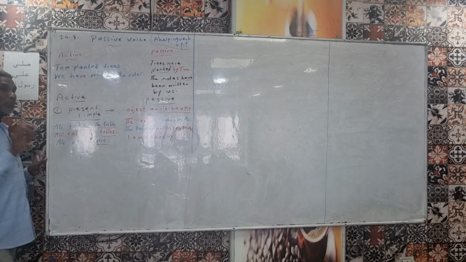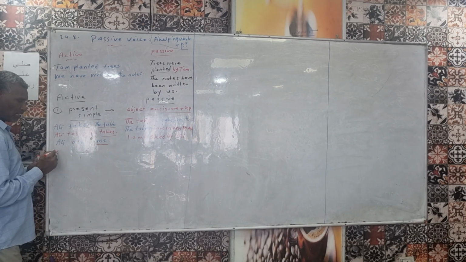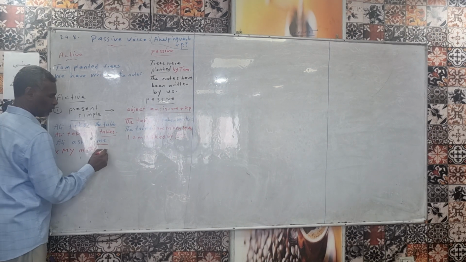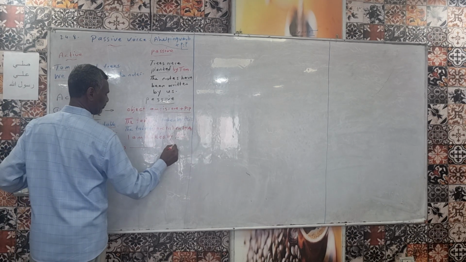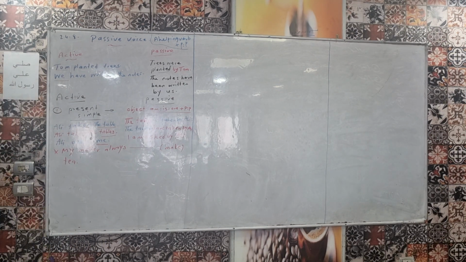When I say put the verbs in brackets in their correct form, for example, my mother always make tea. My mother always make tea. This is a sentence given to you, and you are asked to put the verb between brackets in its correct form.